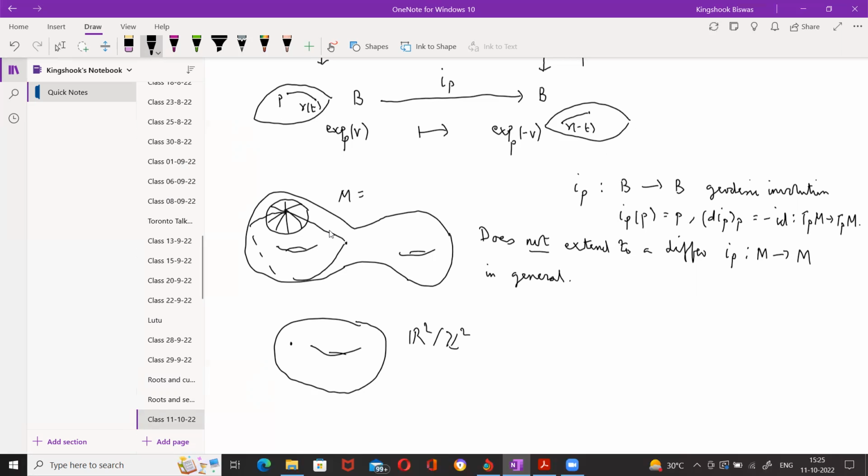Because it won't be well defined, because you want to send v to minus v. The problem is the exponential map is no longer one-to-one. This point will be the image under the exponential of actually infinitely many points. So the geodesic involution will not be well defined. It will become multi-valued. It will have singularities when you try to extend it. Does that make sense?